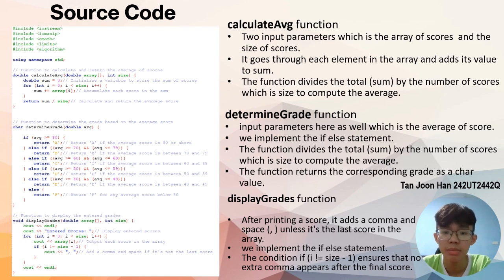And the last one is the displayGrades function. It starts by printing the message enter scores, and using a for loop, it accesses each score in the array and prints it inside the for loop. We implement an if-else statement. After printing a score, it adds a comma and space unless it's the last score in the array. The condition i not equal to size minus 1 ensures that no extra comma appears after the final score. After all scores are written, it moves to a new line.